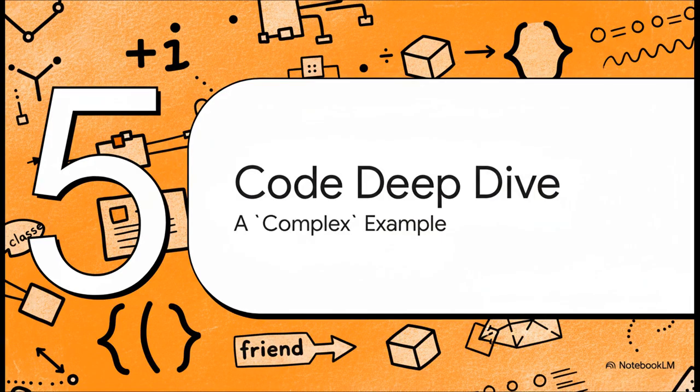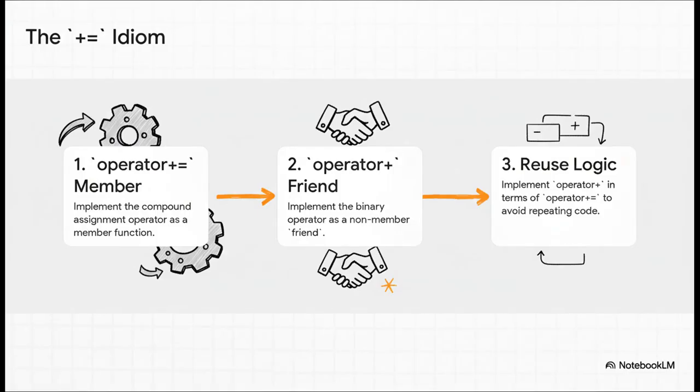All right, theory is great, but let's see this in action and make it really concrete. We're going to use a super classic example, something you've probably run into before, building a class for complex numbers. Now, this is a really cool pro-level C++ pattern. Instead of jumping straight to the plus operator, the best practice is to first implement the compound assignment operator, +=, as a member function, because it directly modifies the object. Then you implement the binary plus operator as a non-member friend.